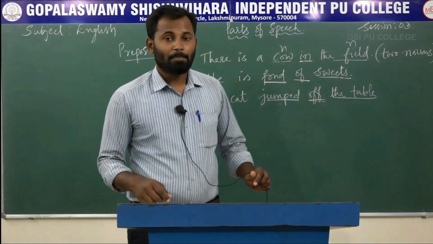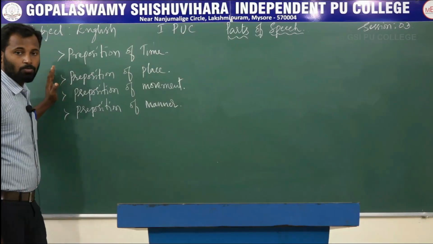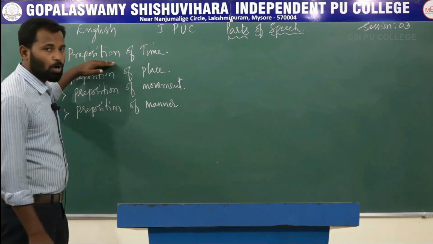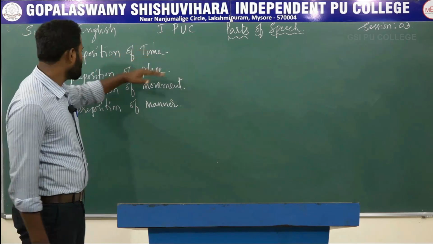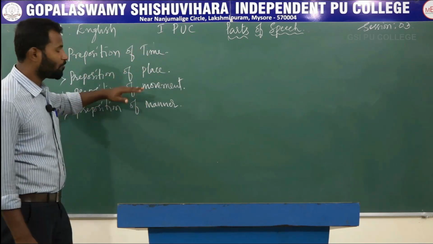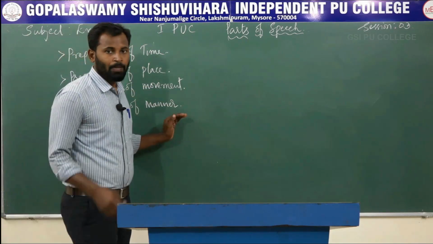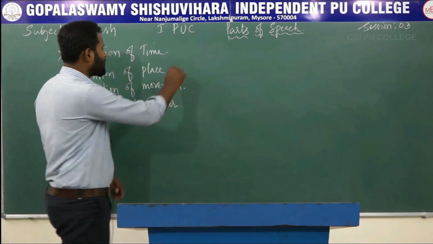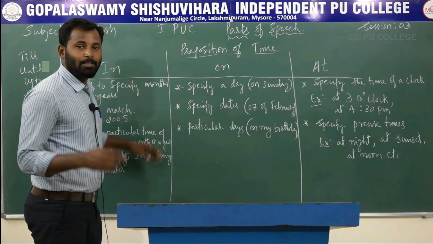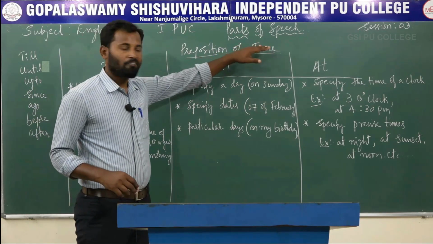So let us see some important types of preposition. Here I have noted down 4 important types of prepositions. The first one is preposition of time, the second one is preposition of place, the next one preposition of movement, and the last one is preposition of manner. Let us first discuss the first one, prepositions of time. Here I have written 3 important prepositions that come under prepositions of time.